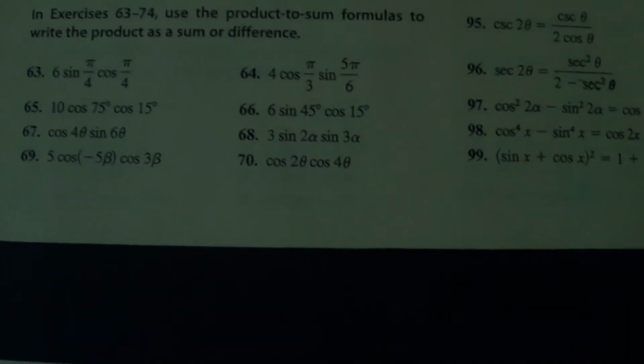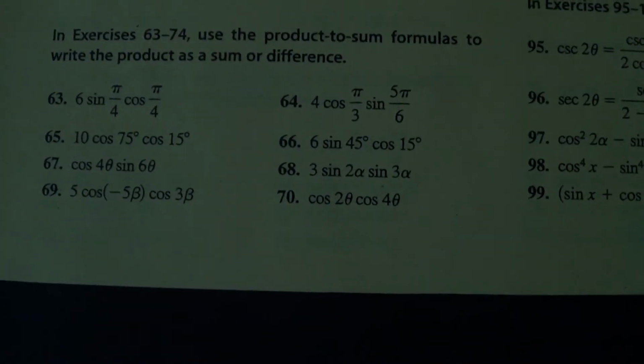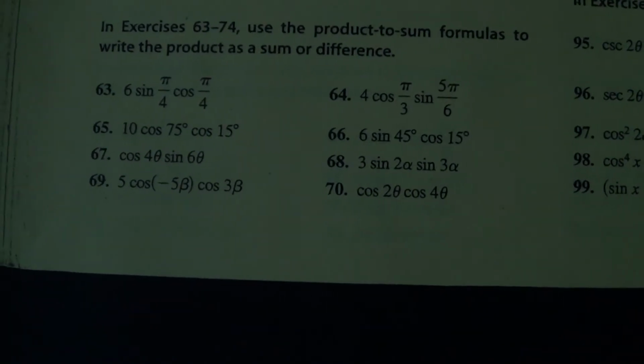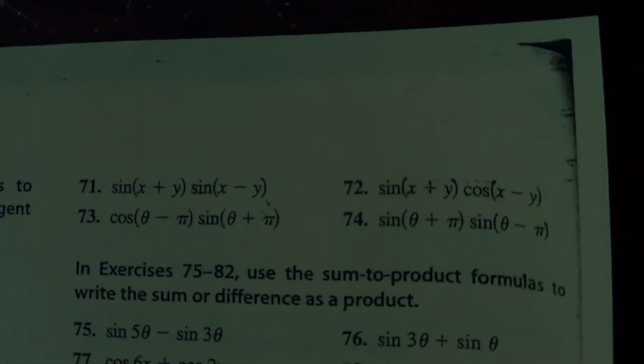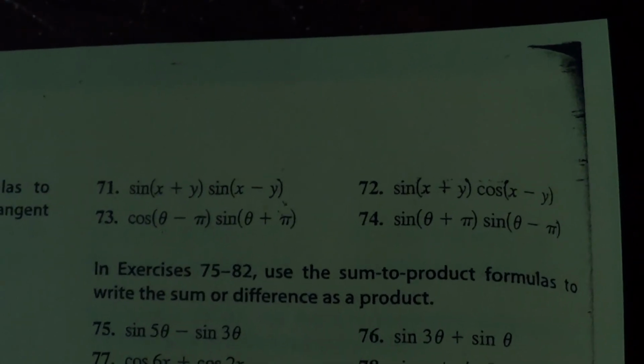Well, all right, so there's the problems. Number 63 through 70 appear there, and then 71 through 74 appear there. And we're using those 4 trig IDs we just developed.